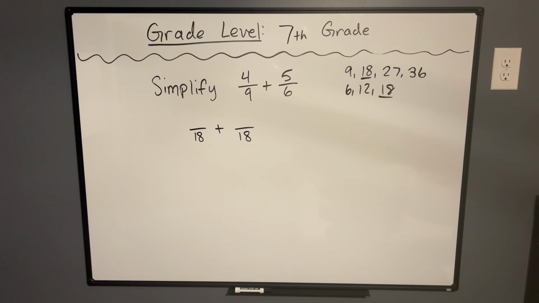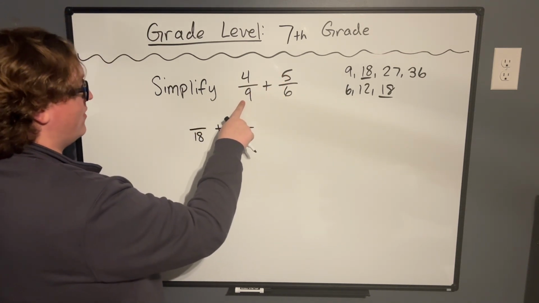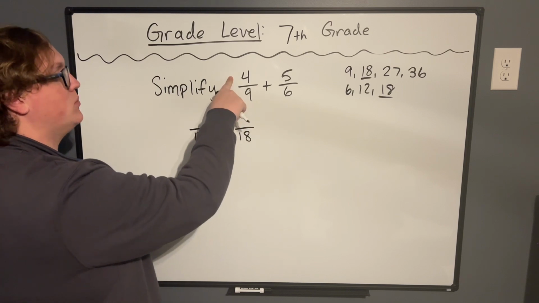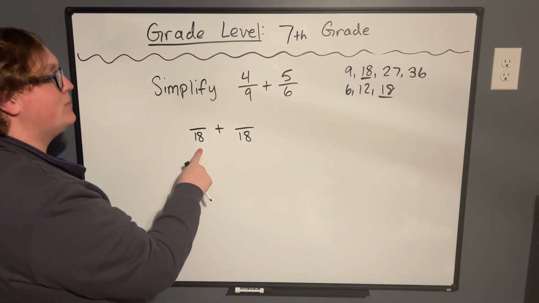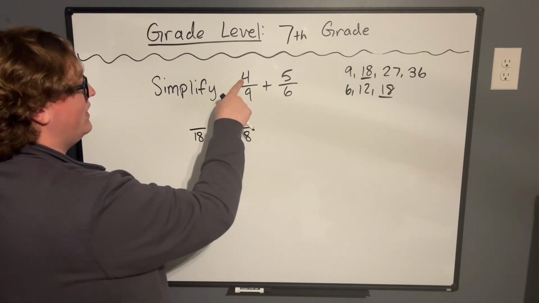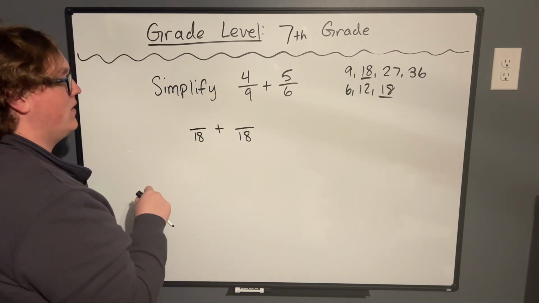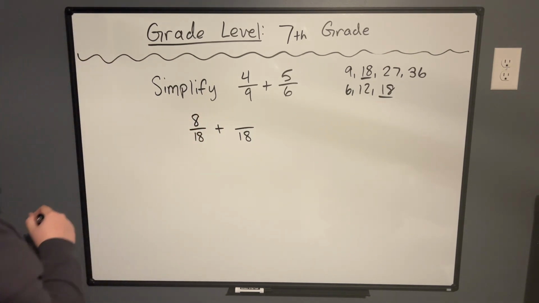Now, we can't leave these as 4 and 5 though, because remember, if we multiply down here by something, we have to also multiply it in the top. So to get from 9 to 18, we had to multiply by 2, right? Because 9 times 2 is equal to 18. So we really need to multiply this 4 by 2 as well. So 4 times 2 is equal to 8. So we have 8 over 18.